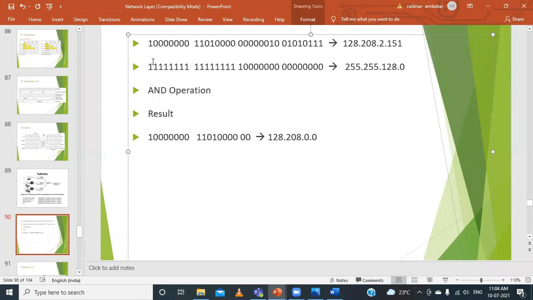So 1 and 1, what is the result? 1. I mean, true and true is true. 0 and 1 is 0. 0 and 1 is 0, and so on. Similarly, here also 1 and 1 is 1. 0 and 1 is 0. Like that, it will do this AND operation, and it will check with the prefix. For this, it will check the starting 18 bits. It is getting the result as 128.208.0.0. So this is common. What is common?